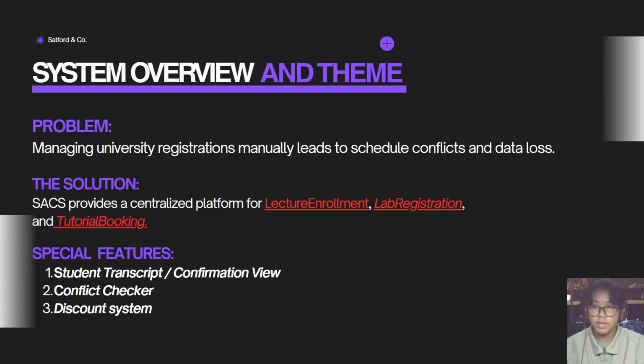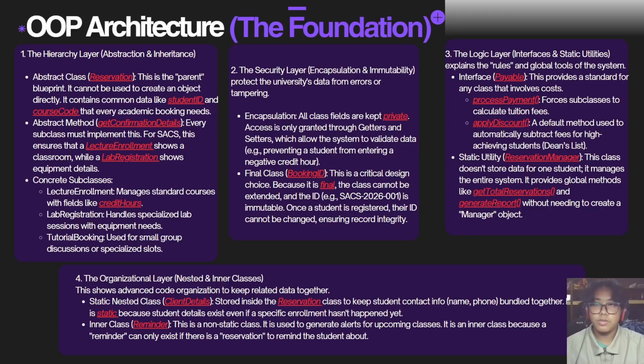So the system overview and team. The problem is managing system registration manually leads to schedule conflict and data loss. So our solution is SACS, which provides a centralized platform for lecture enrollment, lab registration and tutorial booking. We have three special features. First, student transcript. Second, conflict checker. And third, discount system.